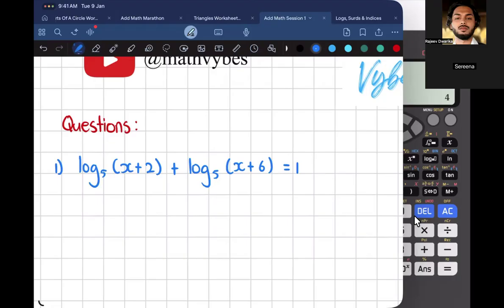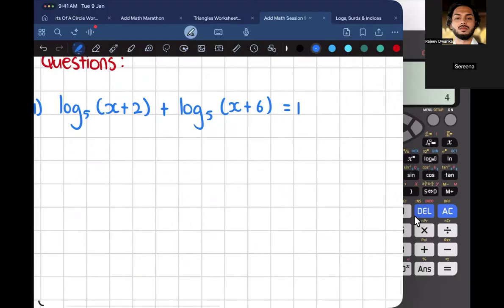Okay, so one thing I'm noticing is I have two equal signs. There's no need to put two equal signs. That equal sign to the left, you shouldn't put that. It should just be log base 5 of x plus 2 times x plus 6 equal to 1. There's no need to put another equal sign. All right, so let's do the question on the screen.